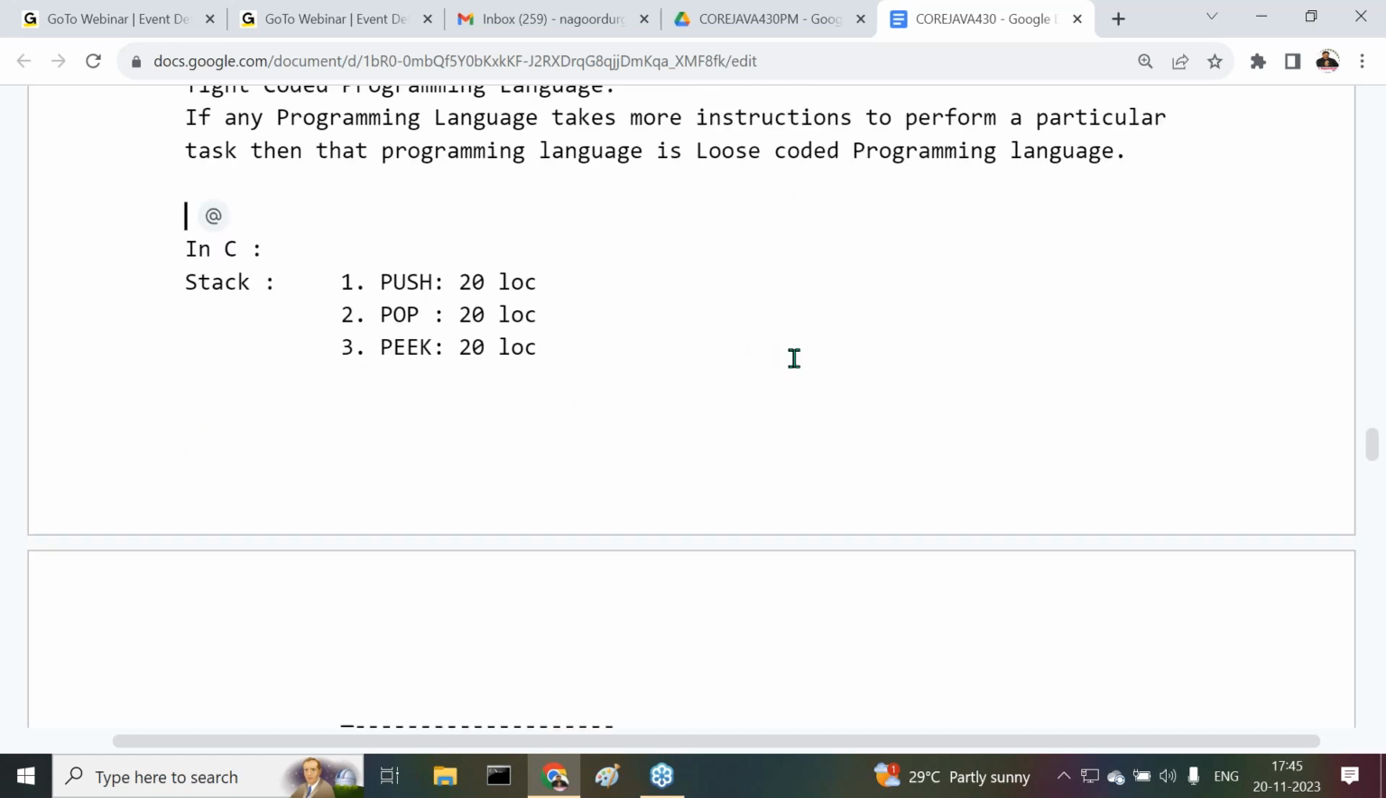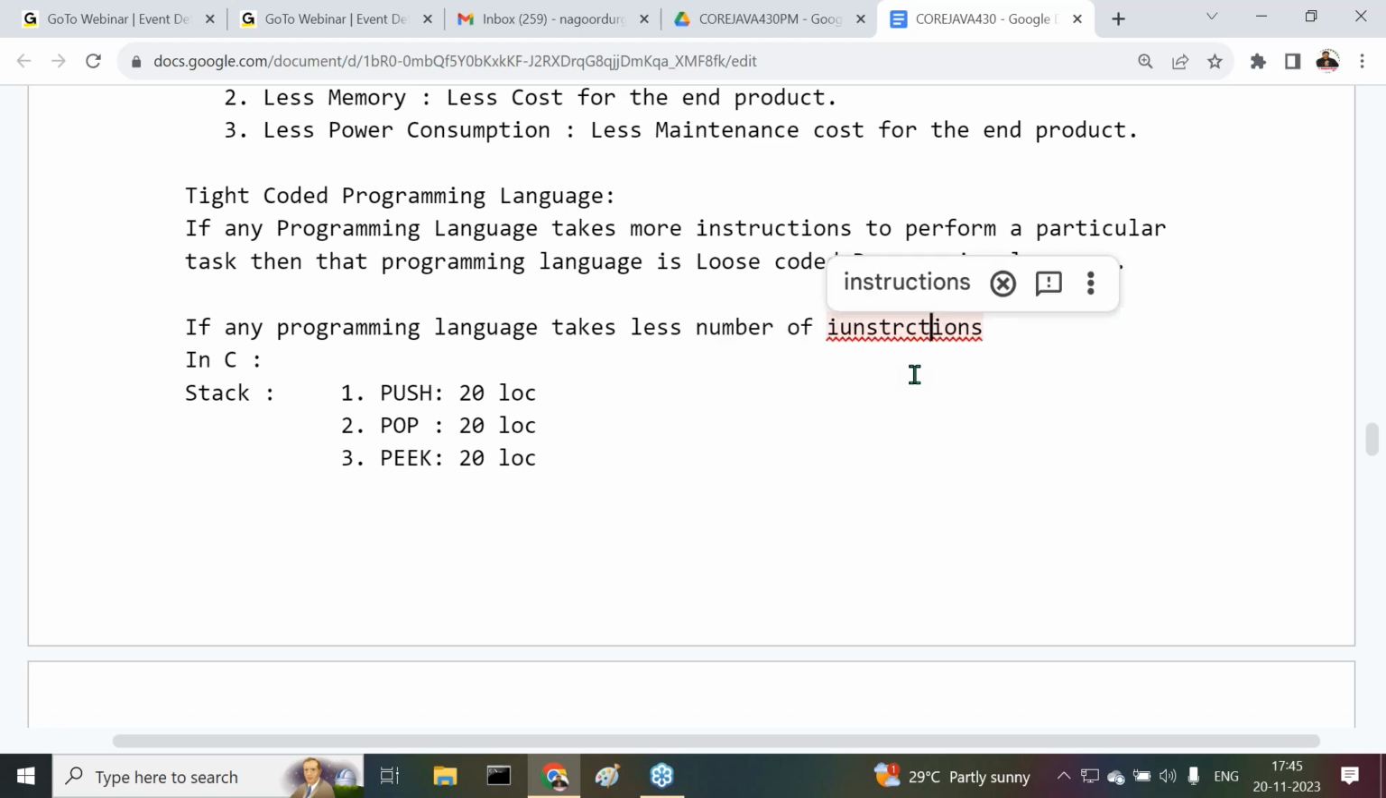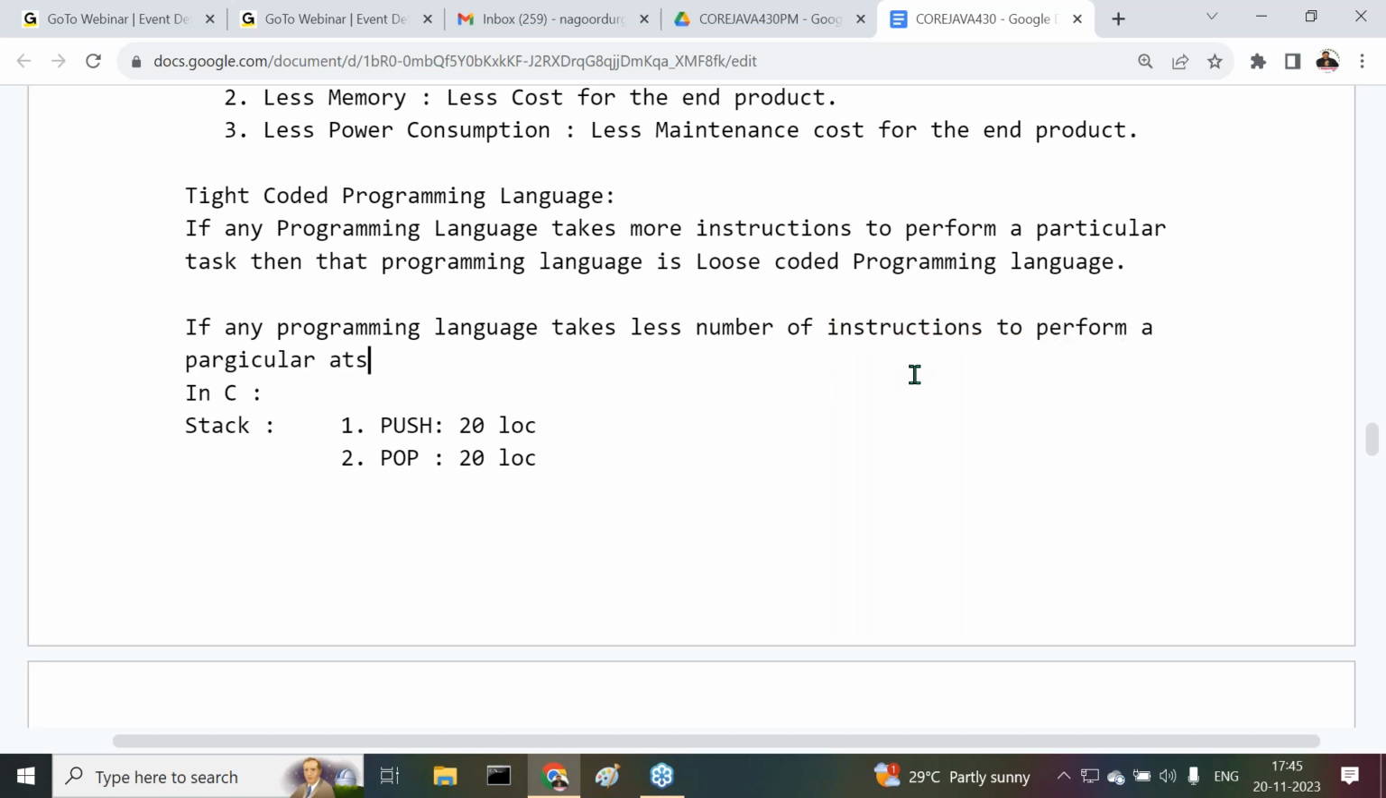Next definition, try to understand it clearly. If any programming language takes less number of instructions to perform a particular task, then that programming language is called tight coded programming language.